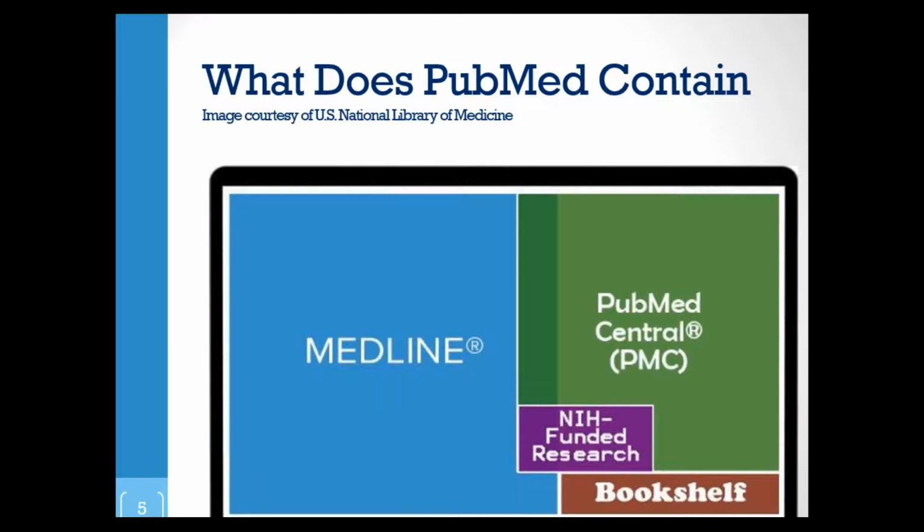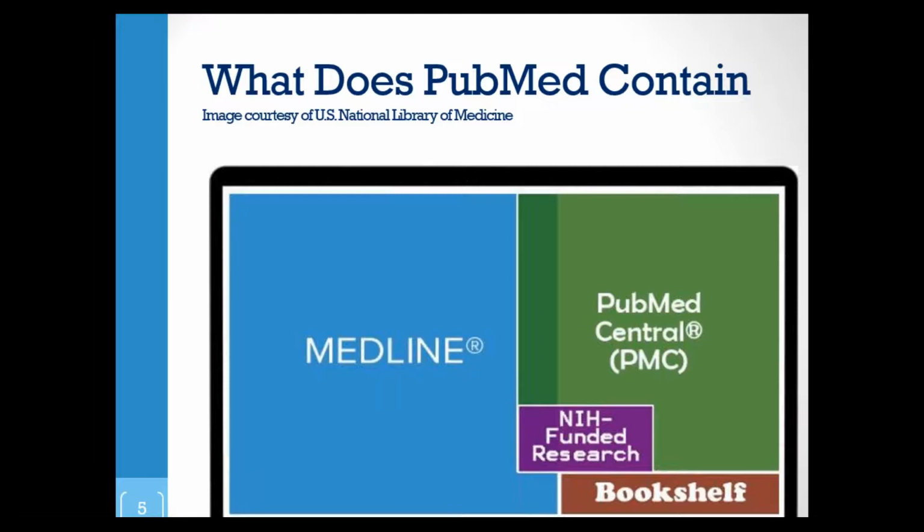Then PubMed Central, or PMC, is a free full-text archive of biomedical and life sciences journals. And PMC contains over 2,900 journals, which also have to meet certain criteria. And this is a big source for full text, so anyone using PubMed will find full text from PubMed Central. There is overlap between Medline and PubMed Central. About a quarter of PMC is also in Medline, so that means it's indexed with those MeSH terms.